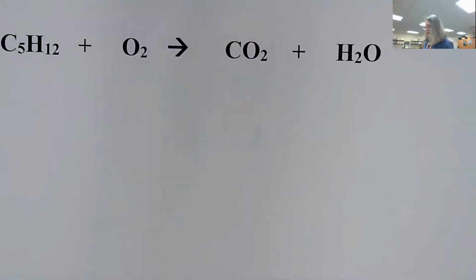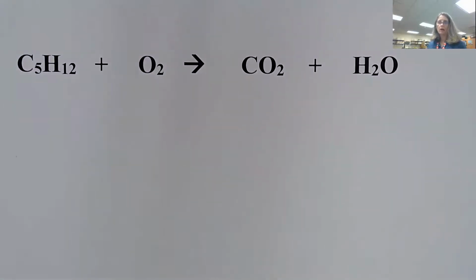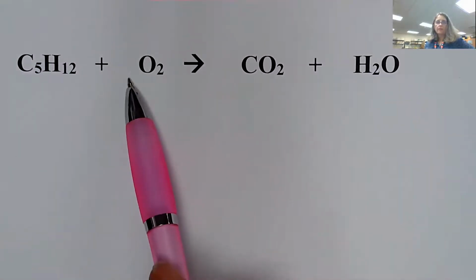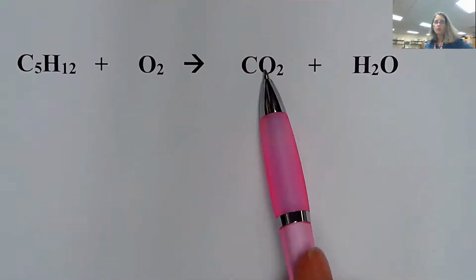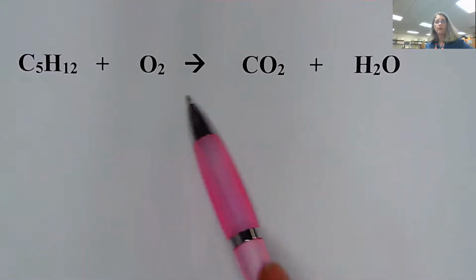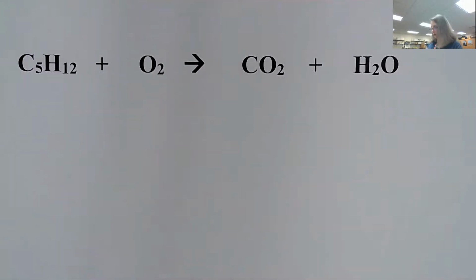So the real type of problem that you're going to start to see that is a little more tricky to balance is something called a combustion reaction. Combustion reactions are always going to look the same at this level. You're going to have some kind of carbon molecule burning in oxygen to produce carbon dioxide and water. And this is a very important reaction for all of chemistry, for the world. This is our fossil fuels. We're burning it to get energy. So this is a very important equation.